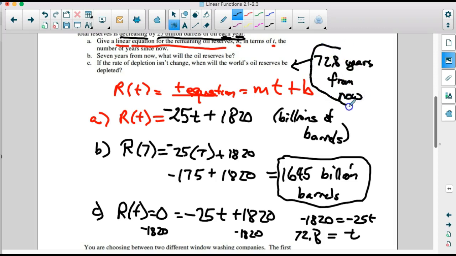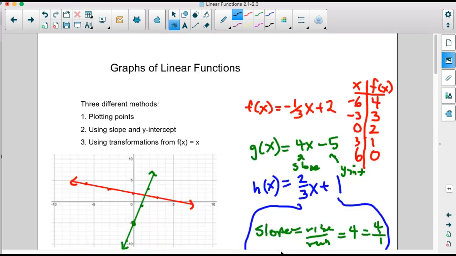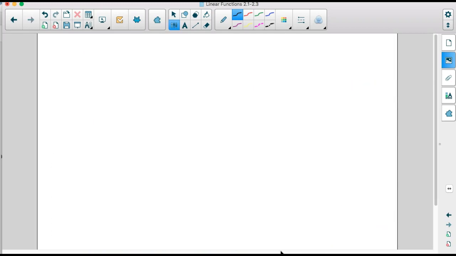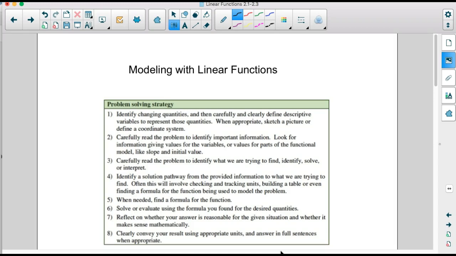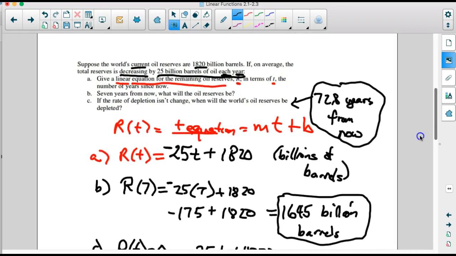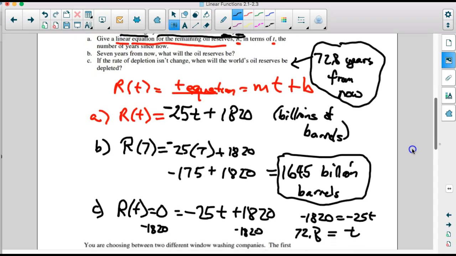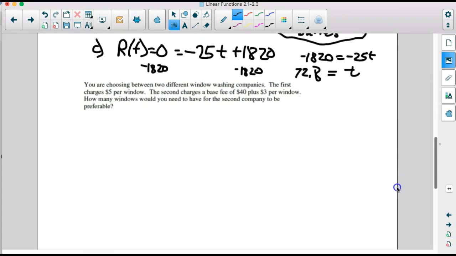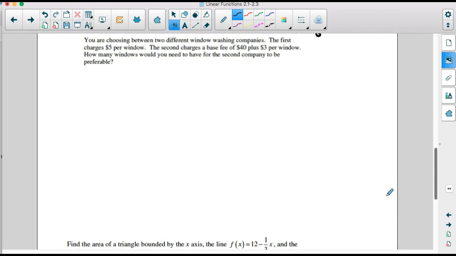It will be depleted. So in the 72nd year, it will be depleted. So that's one type of problem, where you'll be given the slope and the intercept in the problem itself. So you'll see a problem where they'll give you the slope and the intercept and have you write the equation.